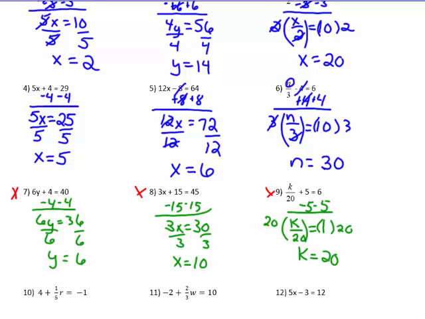Okay, so for number 7, you should have gotten y equals 6. Number 8 is x equals 10. And number 9 is k equals 20. So again, check your work for that.